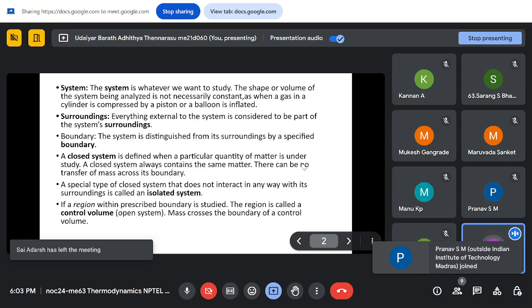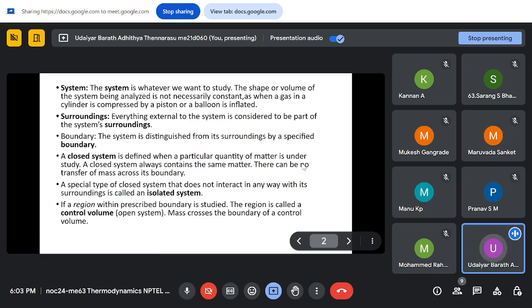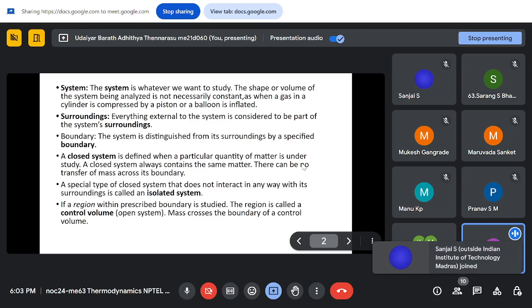A special case of system is an isolated system. An isolated system is one where you don't have any mass transfer as well as no energy transfer. The best example of an isolated system is our universe. Assume our whole universe is an isolated system. Everything which is there is inside our universe. Nothing is going out, and there is no energy interaction with anything else, and no mass transfer. So it itself is an isolated system.